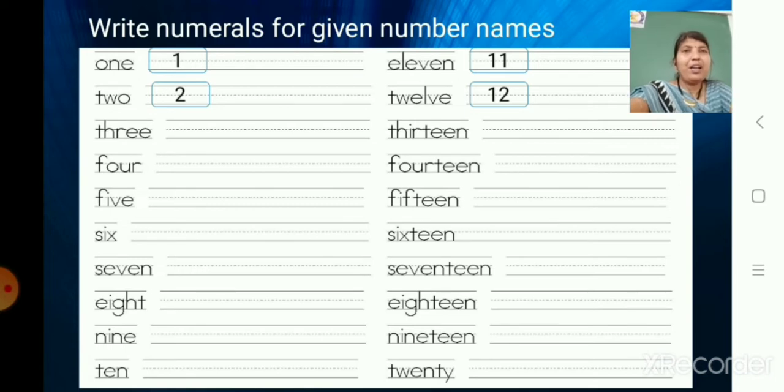So if the number names are given to you and the question is like that, write numerals for given number names or write in numerals, you have to write the numbers for given number names. Now these all are your PH. You have to copy down it in your notebook and then you have to write the numbers for given number names. Okay. Now we will see the next.